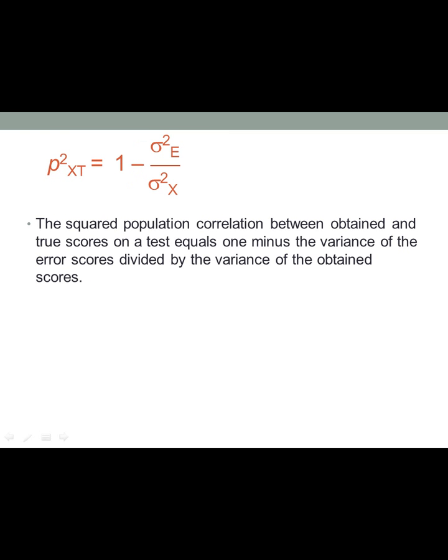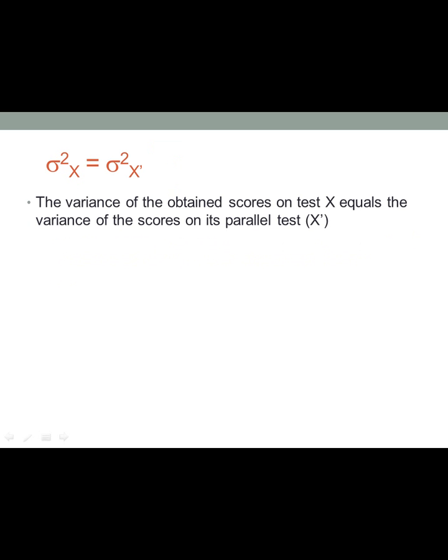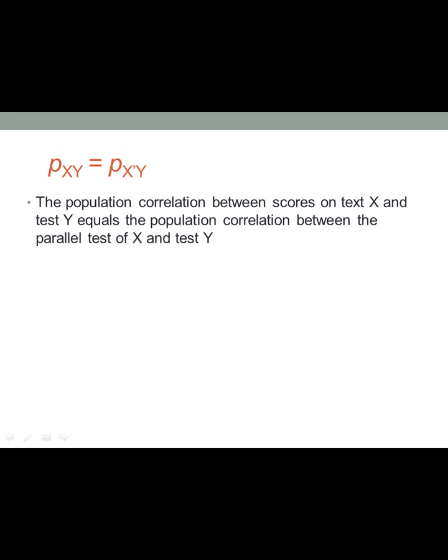Another one. The squared population correlation, or reliability, between the obtained and the true scores on a test equals 1 minus the variance of the error scores divided by the variance of the obtained scores. And here's another. The variance of the obtained scores on test x equals the variance of the scores on its parallel test, x prime. Remember that x prime represents the obtained scores on a parallel test. Here's yet another. The population correlation between scores on test x and test y equals the population correlation between the parallel test of x and y.